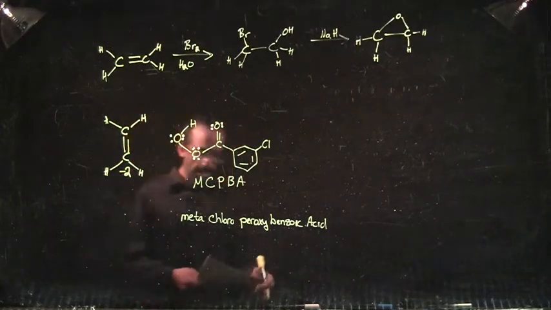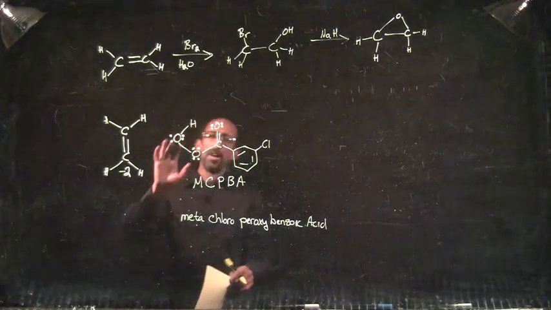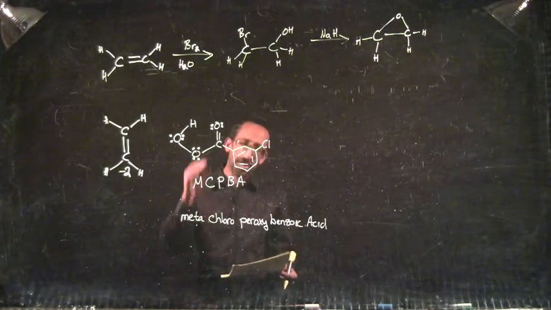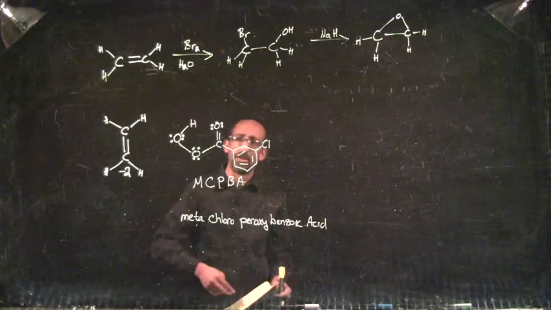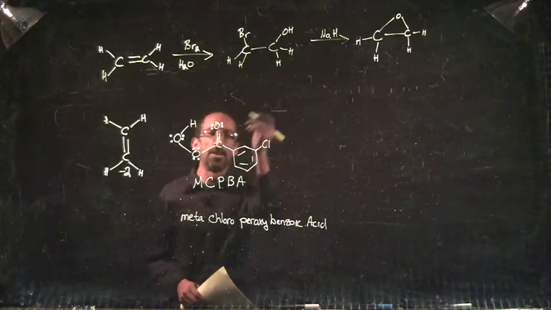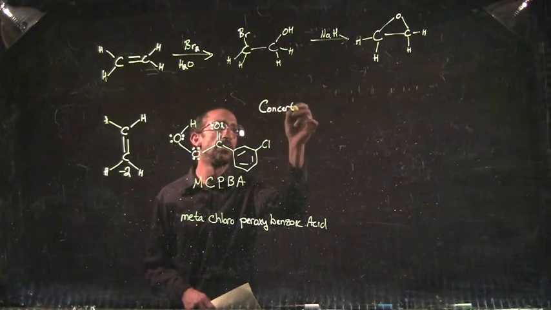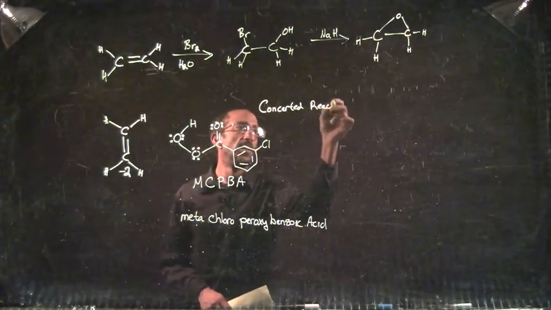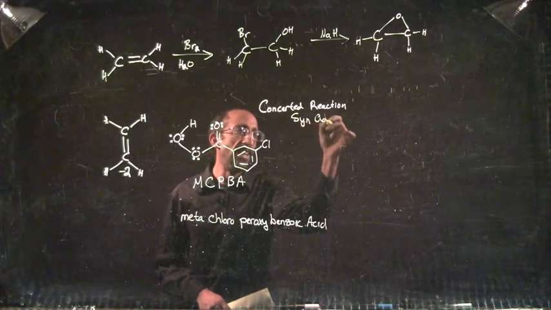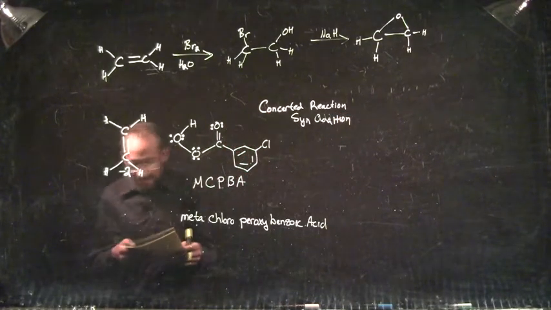Now, normally, I'm a big believer in you can only push about 2 to 3 arrows in a single step. Our MCPBA reactions get to violate this rule. We actually get to push 4 arrows and get the entire reaction done in one shot. So because we're doing all of our bond making and all of our bond breaking simultaneously, this is going to be a concerted reaction. And it results in a syn addition. Okay?